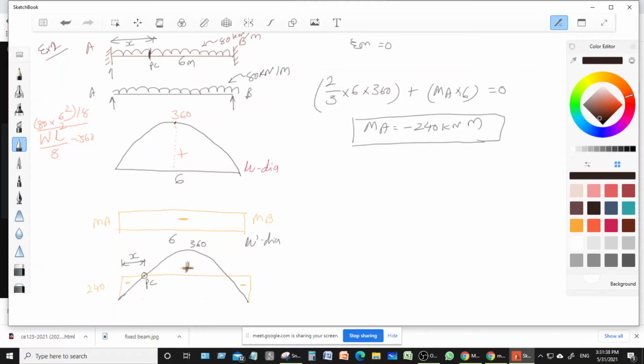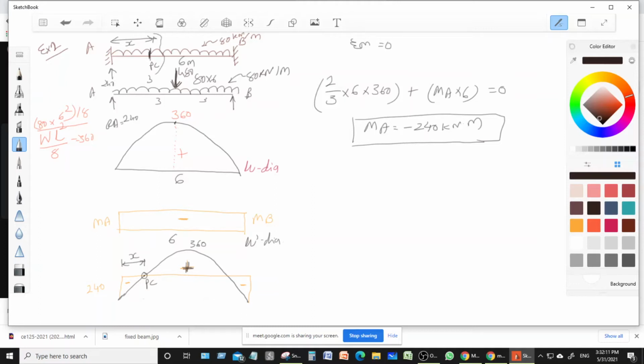So here what will be the RA? Write down the RA. RA will be 80 into 6. That will be the total load, the point load. We always convert the UDL into a point load, and it always acts at mid span. That will be 80 into 6, that is 480. So your RA will be 240.